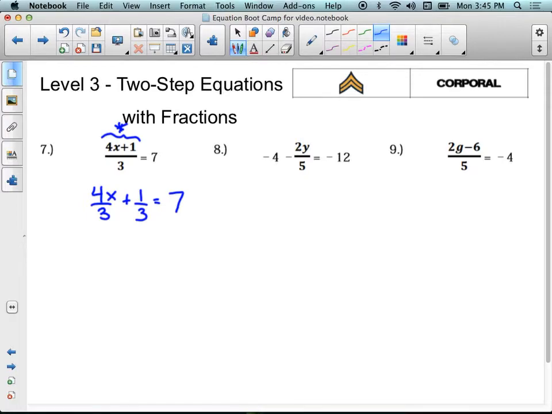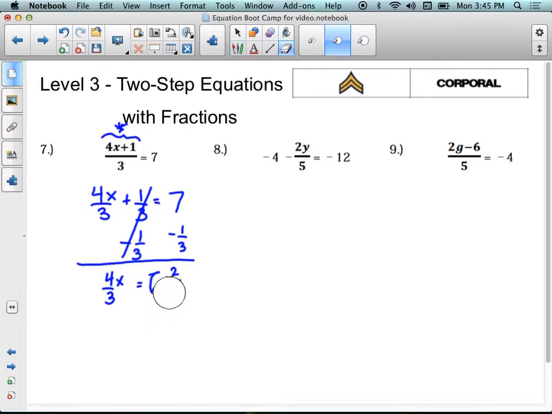What we'll do now is just follow our steps for solving two-step equations. We've got 4/3 x as our variable term. We've got plus 1/3 as our constant term. So I'm going to use addition or subtraction, in this case subtraction, to eliminate the constant term. So I'll be left with 4/3 x equals 6 2/3. It's a little messy. I'm going to write that again. 6 2/3.